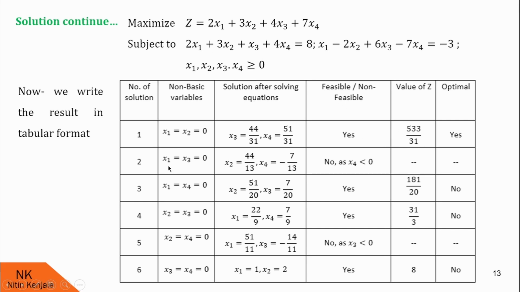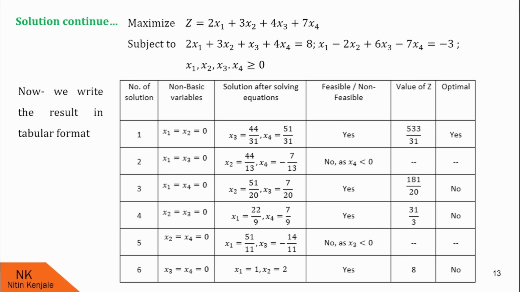In next case, we are keeping x1 and x3 equal to 0. After substituting these values into constraints, we get x2 is equal to 44 upon 13 and x4 is equal to minus 7 upon 13. Since x4 is less than 0, obviously this solution is not feasible. Next, we will keep x1 and x4 equal to 0 and we will put it into these constraints. We see x2 is equal to 51 upon 20, x3 is equal to 7 upon 20.